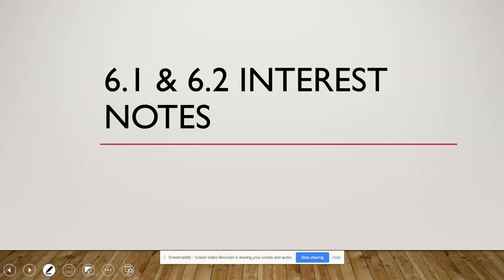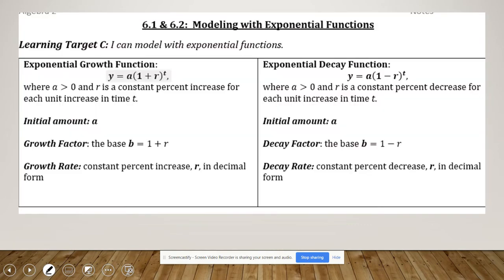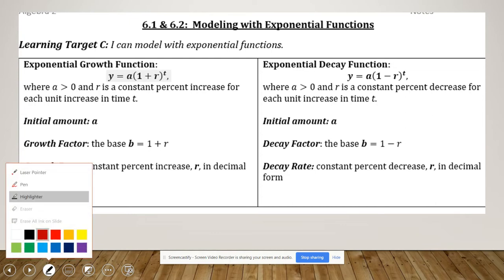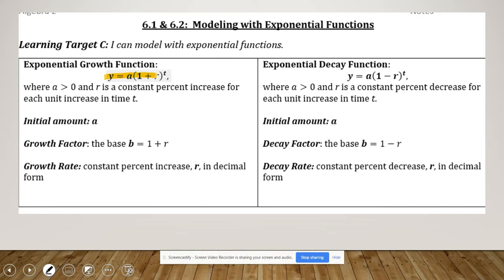Welcome back, everybody. This evening we're going to talk about modeling exponential growth and decay, and then work our way to compound interest notes. I'm going to start with modeling exponential functions, and we have two types of equations. They look exactly the same, with the exception of, for growth, we have addition, and for decay, we have subtraction.